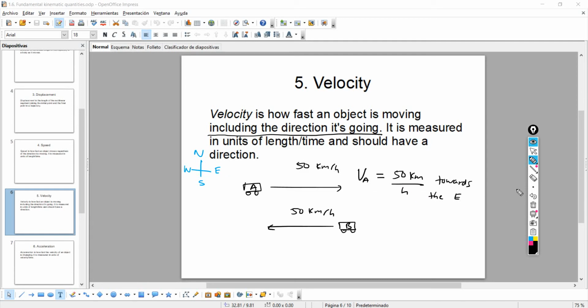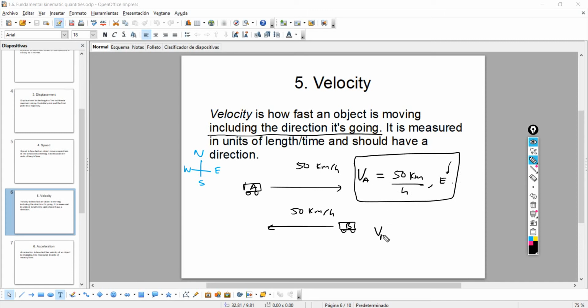We can say towards the east, or we can just say this, look, 50 kilometers per hour east. That's it. As long as you mention somehow the direction, you can say towards the east, or just write the E for east. I don't know. You can have some freedom. Then this is a complete answer. This is the velocity of car A.